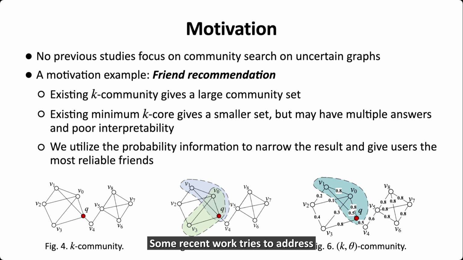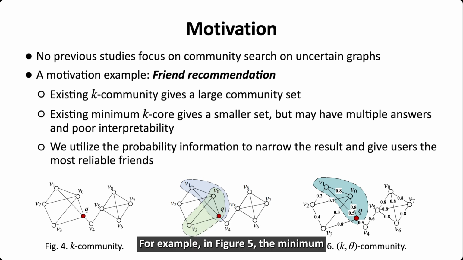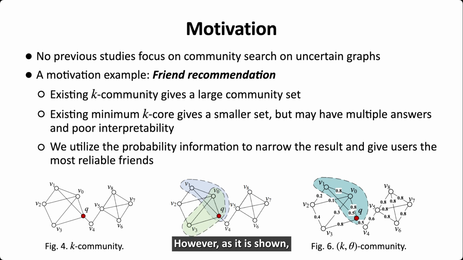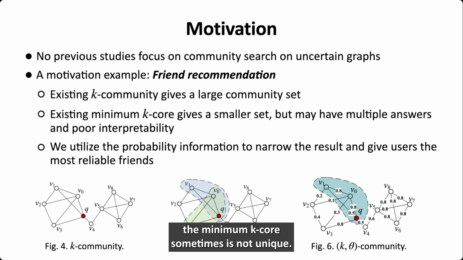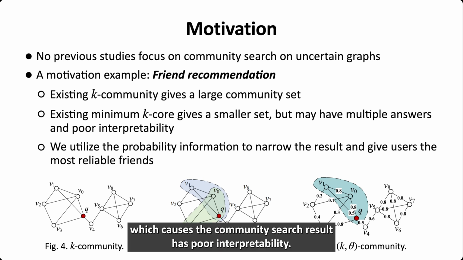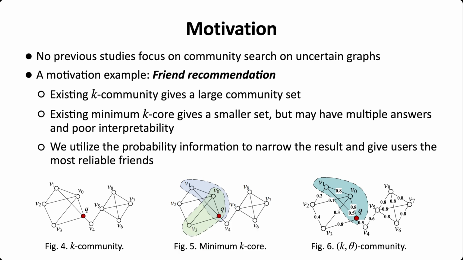Some recent work tries to address this problem by limiting the size of the community. For example, in Figure 5, the minimum k-core returns the community with minimum size. However, as it is shown, the minimum k-core sometimes is not unique. The definition cannot tell us which one to choose, which causes the result to have poor interpretability. In this work, we utilize the probability information to narrow the result size and give users the most reliable friends.